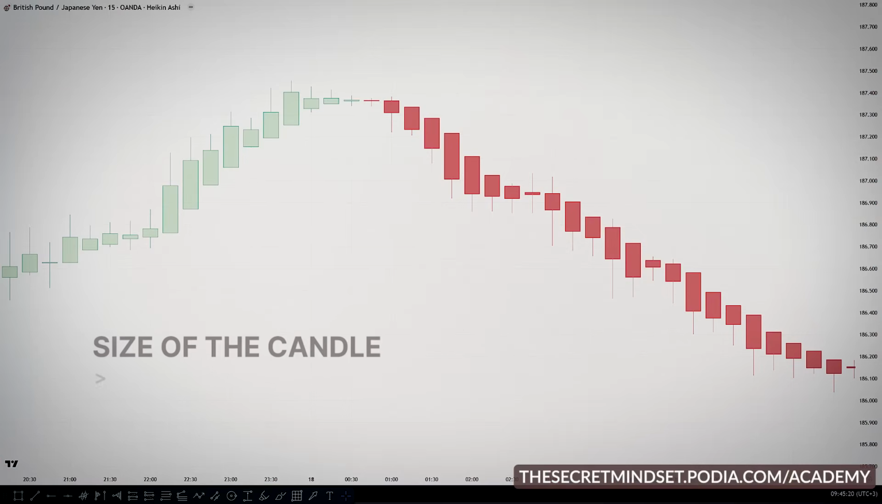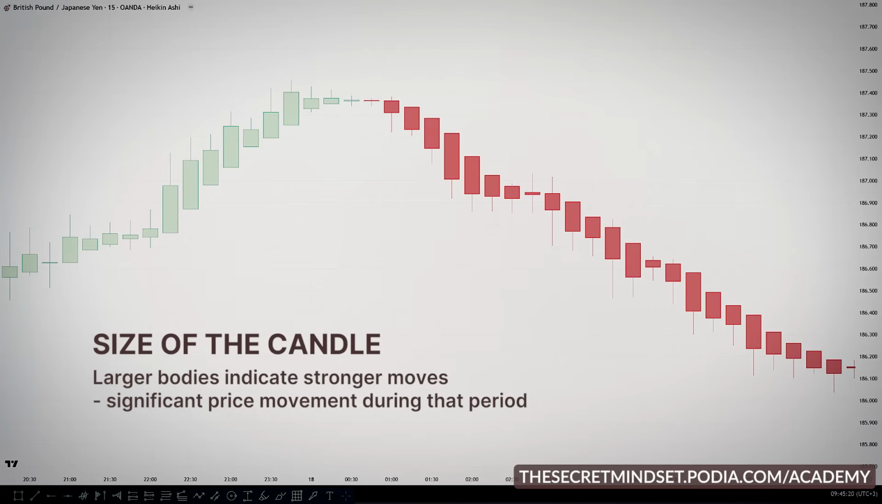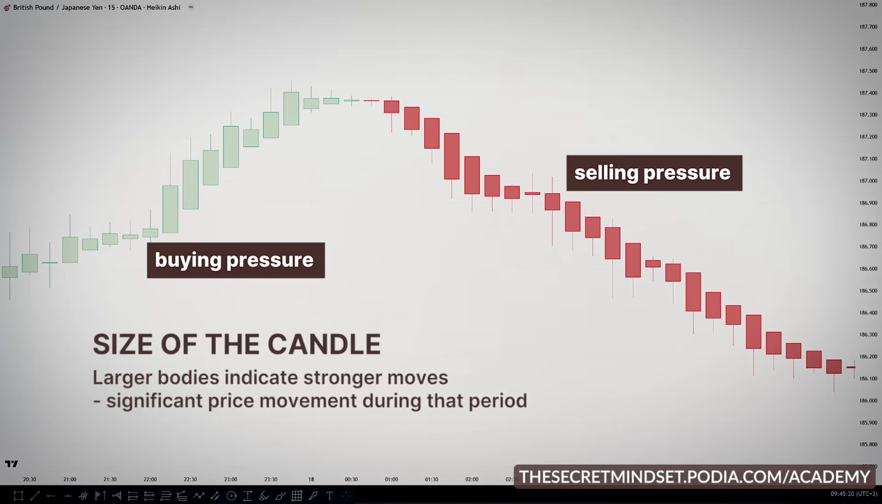Next, you pay attention to the size of the candle body. Larger bodies indicate stronger moves in the market. A candle with a large body shows that there was a significant price movement during that period. In an uptrend, a large green candle implies strong buying pressure. In a downtrend, a large red candle indicates strong selling pressure.